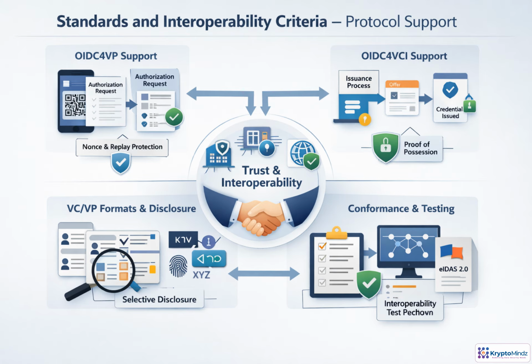Protocol support is where interoperability becomes real. You're checking whether a wallet can run OIDC4 VP presentations end-to-end, including secure authorization requests, nonce use, and replay protection. When issuance is in scope, verify OIDC4 VCI flows, credential offers, and proof of possession. Then examine which VC and VP formats, selective disclosure methods, and crypto algorithms are implemented. Finally, ask for evidence: conformance reports, interop testing, and a roadmap aligned with eIDAS 2.0.